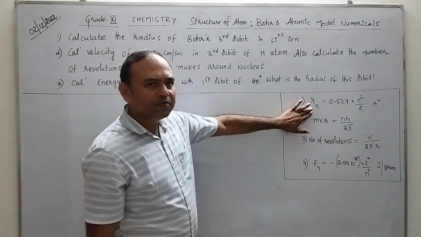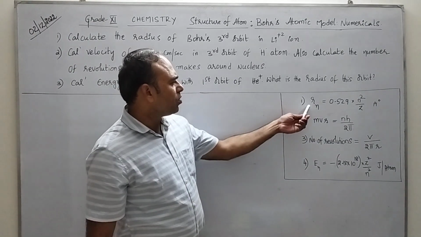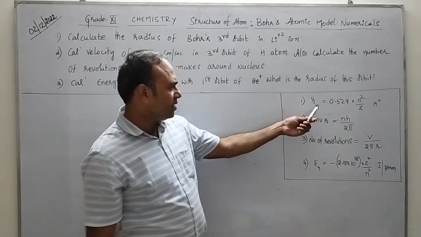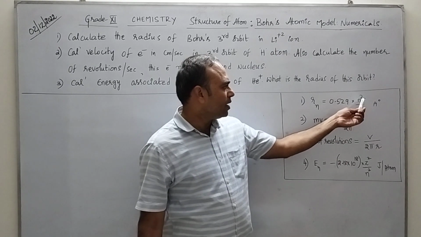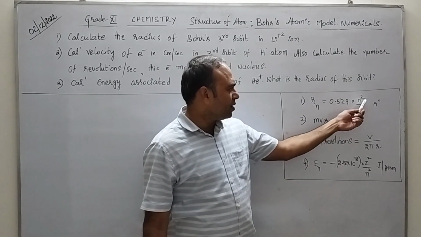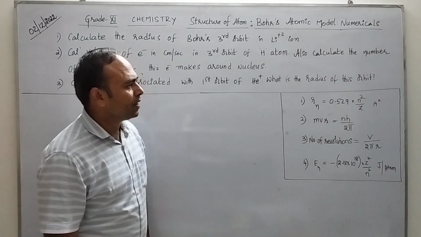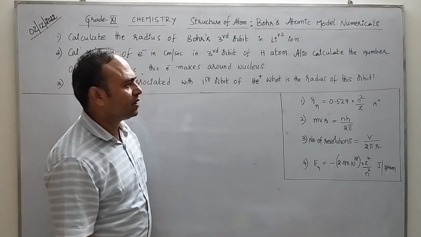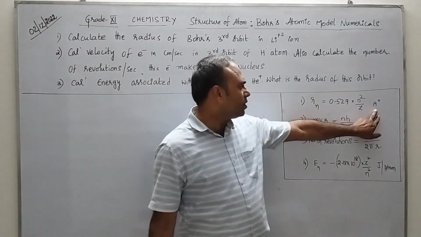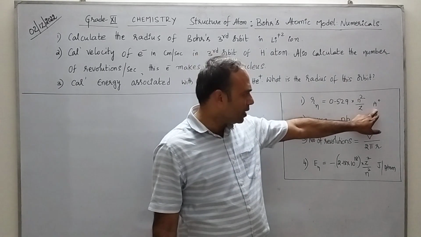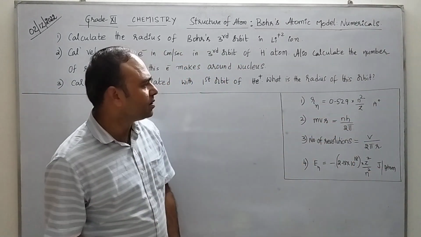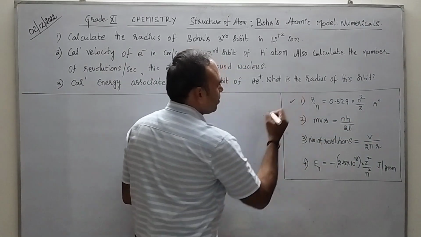The first one, Rn: we know the radius of any shell is calculated by 0.529 into n square by Z. What is n here? n is nothing but the number of the shell, and Z is the atomic number. The unit is angstrom, which is nothing but 10 to the power of minus 10 meters. So first, we have to apply this.